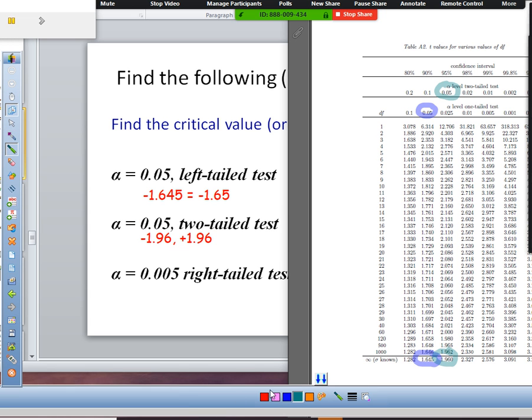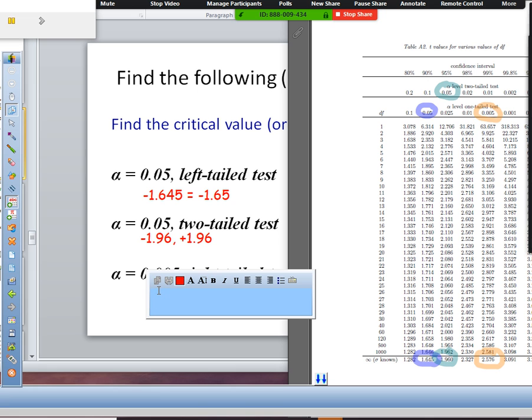And then the next one, take a look. We've got alpha's 0.005, right-tailed. So this is again one-tailed. Right-tailed is one. Right and left are one-tailed. So one-tailed test, 0.005. There we go right here. It's going to be this guy right there, 2.576. So that would be ours for that one. And it's right-tailed, so it's positive 2.576, or you could just put 2.58. That's fine too, round it to 2 decimal places. I see 3 sig figs here.